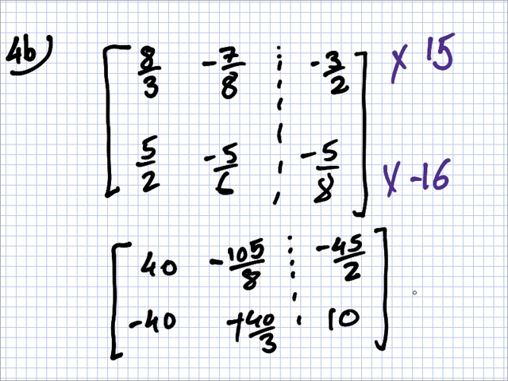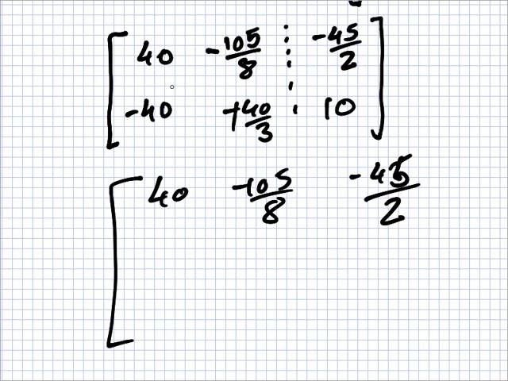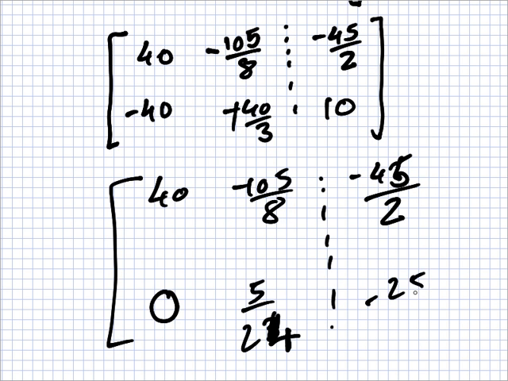So I do row 1 plus row 2 and put the result on 2. I'll get 40, minus 105 over 8, minus 45 over 2. They add to make 0. And then minus 105 over 8 plus 40 over 3 is 5 over 24. And then minus 45 over 2 plus 10 is minus 25 over 2. Alright, so now we're actually finished.